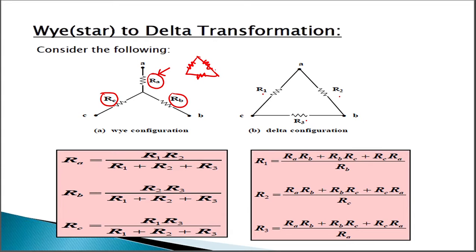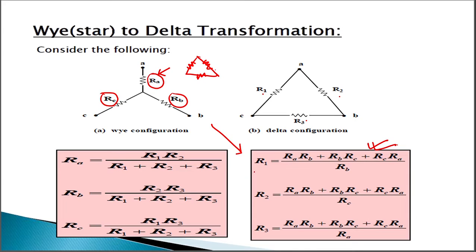So that it becomes a delta. So how can we convert this with respect to delta? Now for this one we need this formula. So this one needs this formula. Now to convert this R1, we are going to get RA RB plus RB RC plus RC RA. Now let's see how to remember this properly.